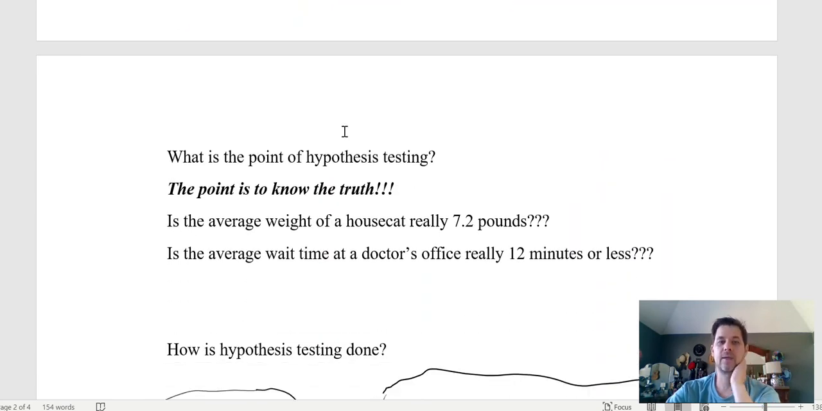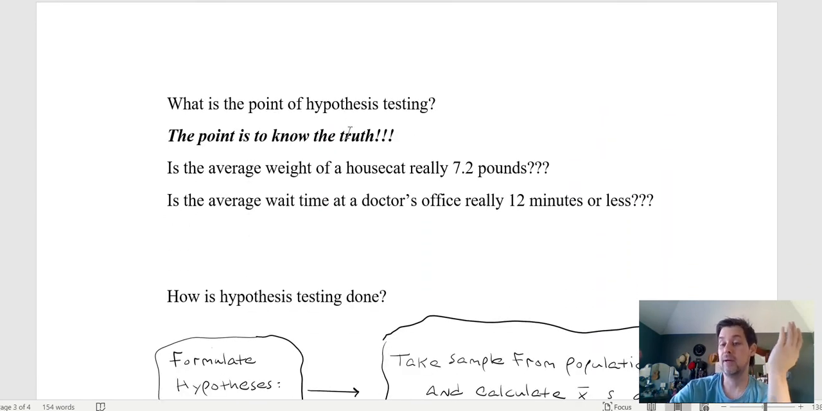Okay, so now, what is the point of hypothesis testing? Well, maybe you've gotten a feel for this already, but the point is to know the truth. That's what statistics, and so much of math and science, is about. The way that we come to know the truth is a little bit different in statistics than in science or other things, but we want to know the truth, and you might phrase that in terms of questions. Is the average weight of a house cat really 7.2 pounds? Is the average wait time at a doctor's office really 12 minutes or less? What's the truth about that? Yes, we want to know the truth.